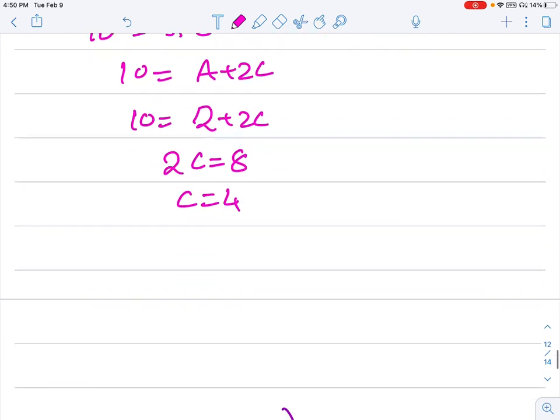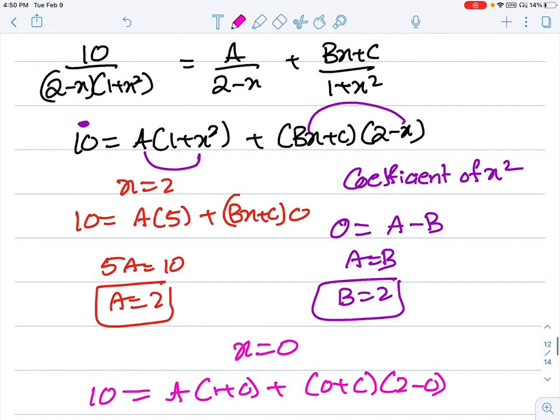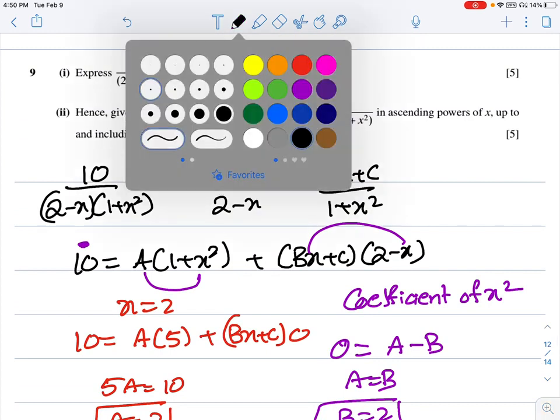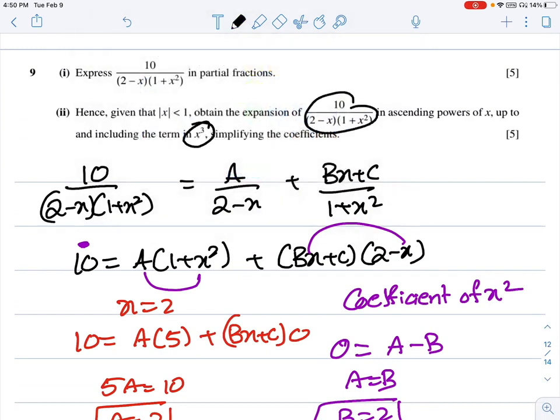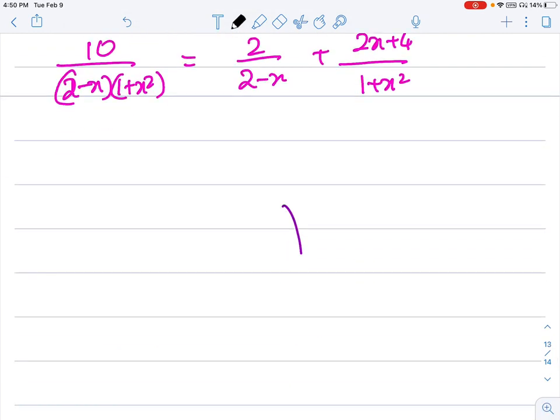So what is my partial fractions now? 10 upon 2 minus x times 1 plus x square can be written as 2 upon 2 minus x plus 2x plus 4 upon 1 plus x square. That's the partial fractions. Now expand this one. Expansion till the coefficients of x cube, simplifying each coefficients. So I have to expand each one.